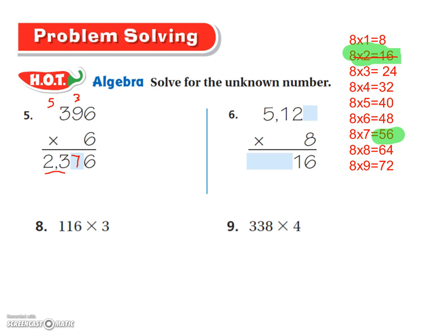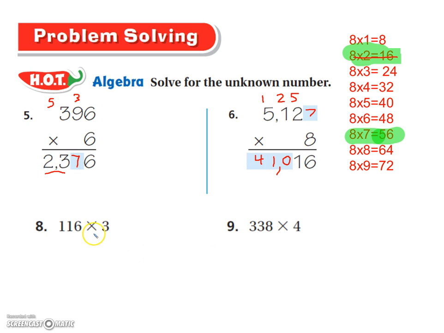It must be 7. 8 times 7. So let me put a 7 here and see what happens. 7 times 8 is 56. As it says here, 8 times 2 is 16, plus 5 is 21. I carry the 2. 8 times 1 is 8, plus 2 is 10. And 5 times 8 is 40, plus 1 is 41. And that's how I get that.